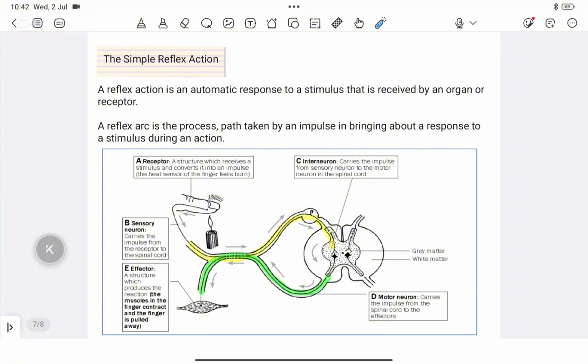So if you are studying for the exam, all you need to remember is its receptor, sensory neuron, interneuron, motor neuron, and effector. Those steps, and you should be fine. But obviously you have to remember the diagram of the spinal cord in order to understand that this is the sensory neuron, this is the interneuron connected, and then going back we have the motor.